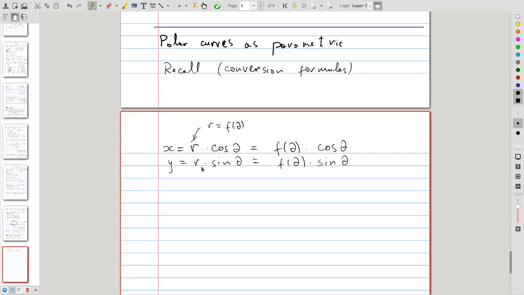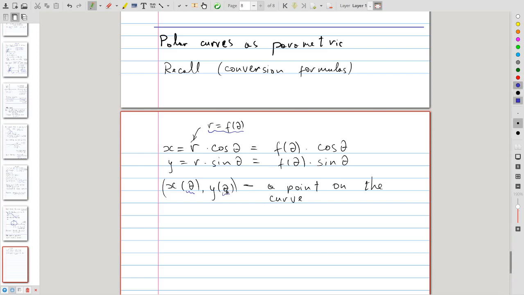So this means that we have a pair x of theta, y of theta, and so this pair is the coordinates of a point on our curve. And so if the curve has this form r equals f of theta, then a point on it can be written in this form, x of theta, y of theta. And so what this means is that we can think of theta as our parameter.